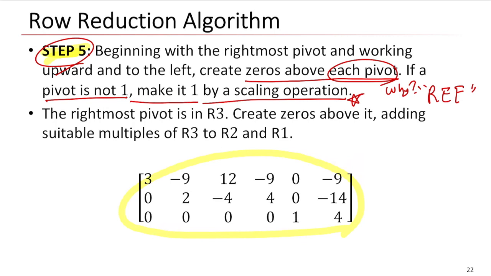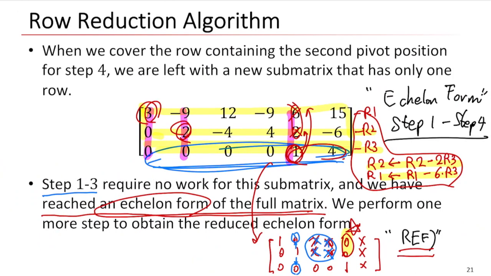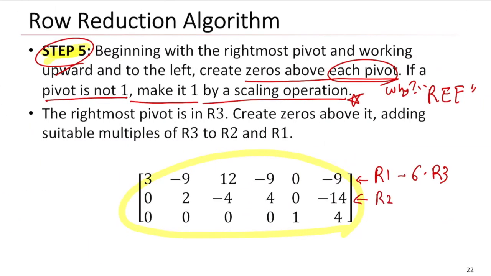Okay, so let's write again. R1 minus 6 times R3, and R2 plus minus 2 times R3. Okay, so the result looks like this. You can do that yourself, right? I believe so. Please do it yourself. Anyway, I already know the solution, so I will start from here. So we have this matrix.